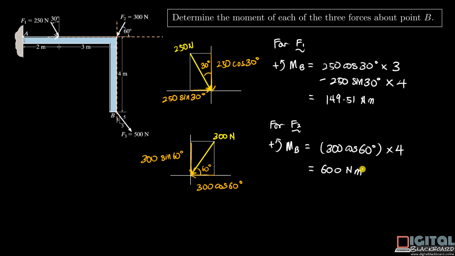For force F3, we realize that the line of action of F3 cuts through point B. Therefore, the moment arm is 0 and there's no moment of this force about point B, meaning that for F3, the moment about B is just 0. Okay, so we have finished our example for a two-dimensional scenario. Next, we'll move on to a 3D scenario.